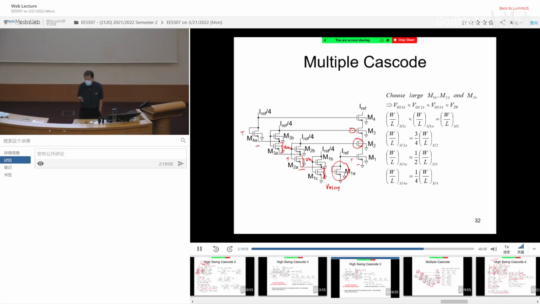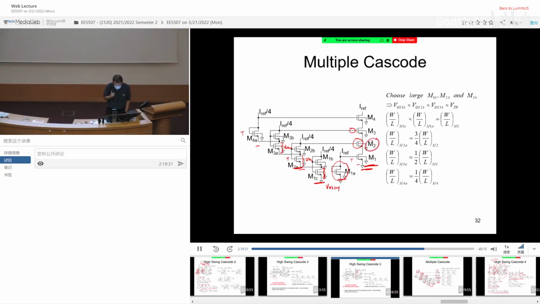So the principle is always the same. All the transistors add VDS. And then if you want the other biasing, you just add another VGS. That is the principle. And the sizing is also the same. You can see this guy tracks this guy. Now this guy still tracks this guy. But how about this guy? This guy is supposed to track this guy.